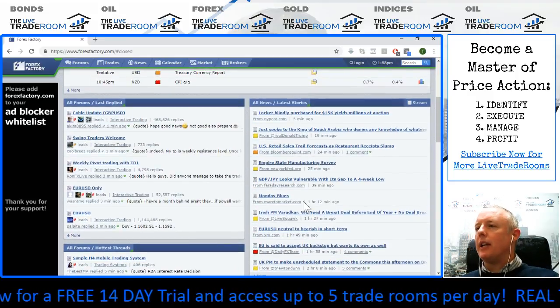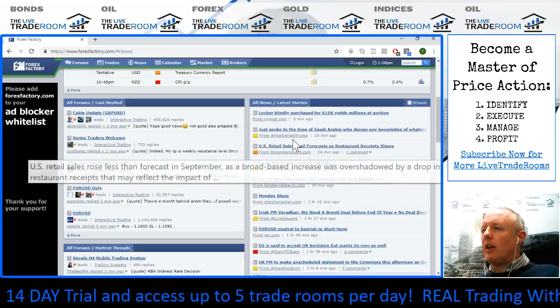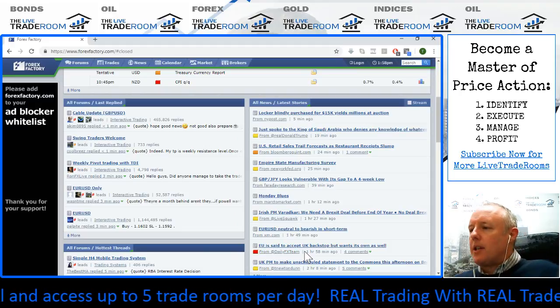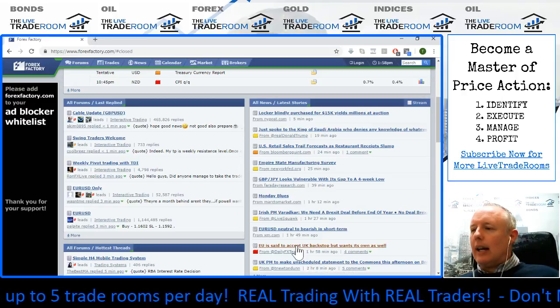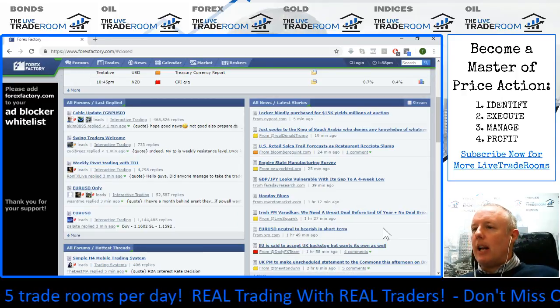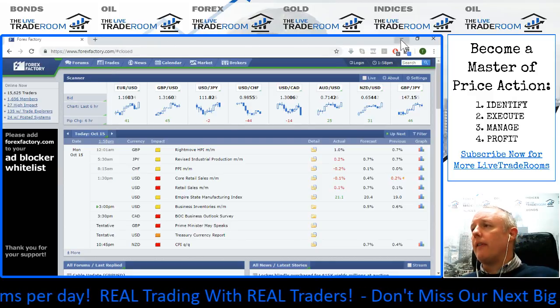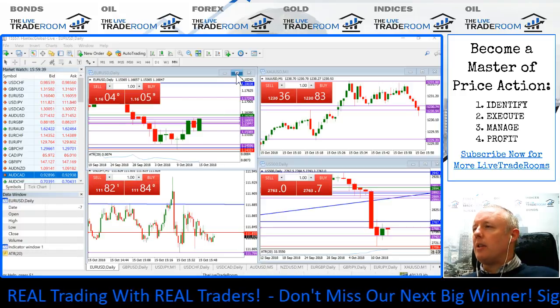So what's interesting as well is just some of these news headlines, and you've got to take these with a little bit of a pinch of salt. But the EU is said to accept UK backstop, but wants its own as well. Interesting, and maybe that's probably the nature of Theresa May's comments, which would be positive for the British pound. So maybe that might be a strong reason.